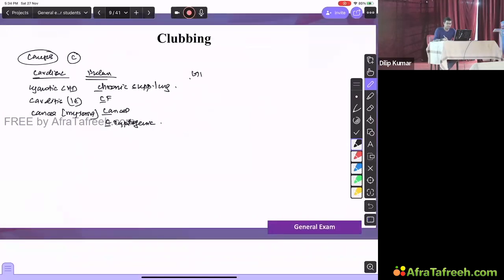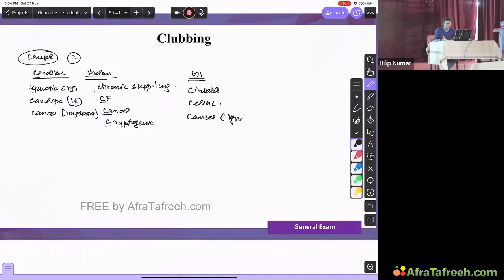Then coming to GI causes. Once again, in GI, you can think about cirrhosis, which can cause clubbing. Then celiac disease can cause clubbing, another C. And cancer of the GI tract, especially GI lymphomas, are known to produce clubbing.